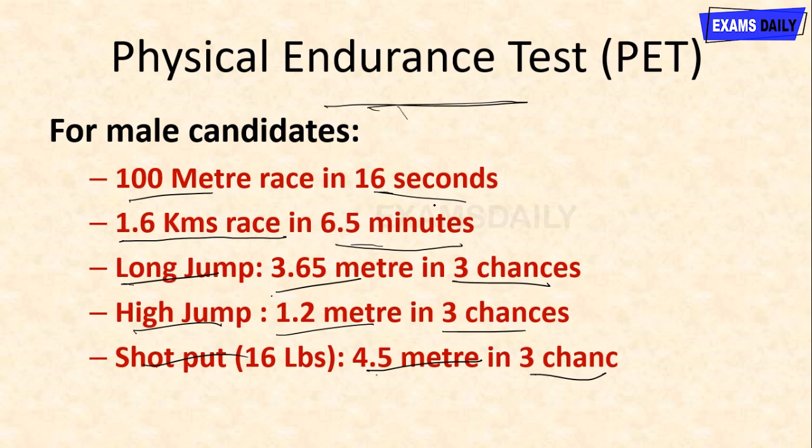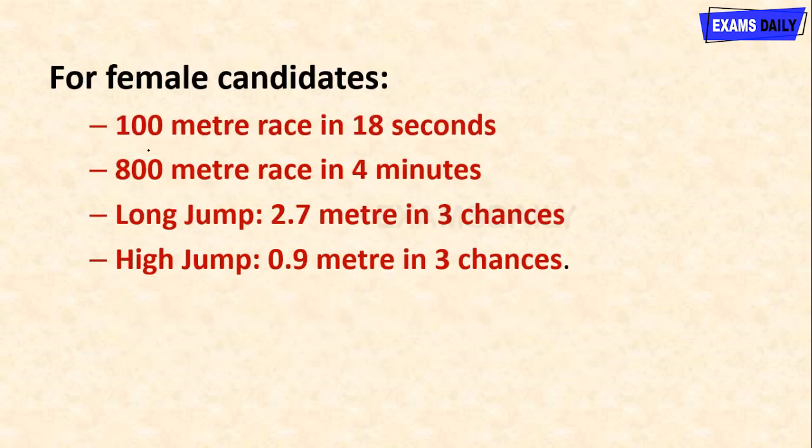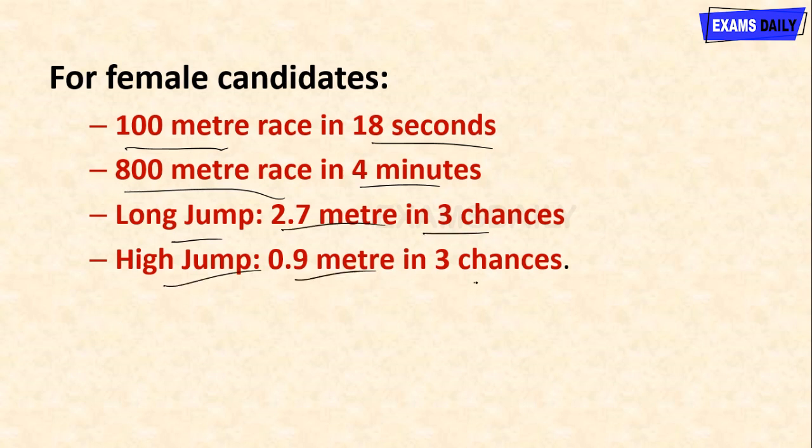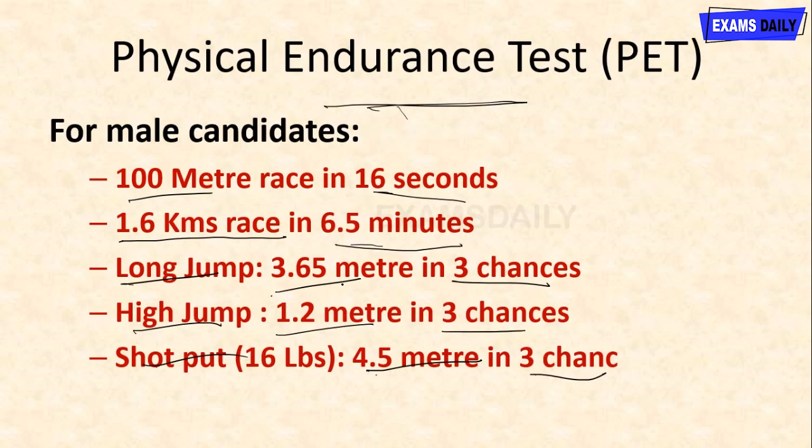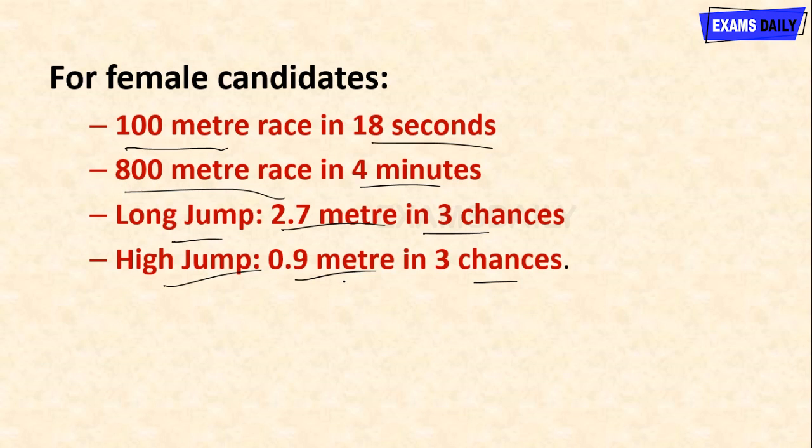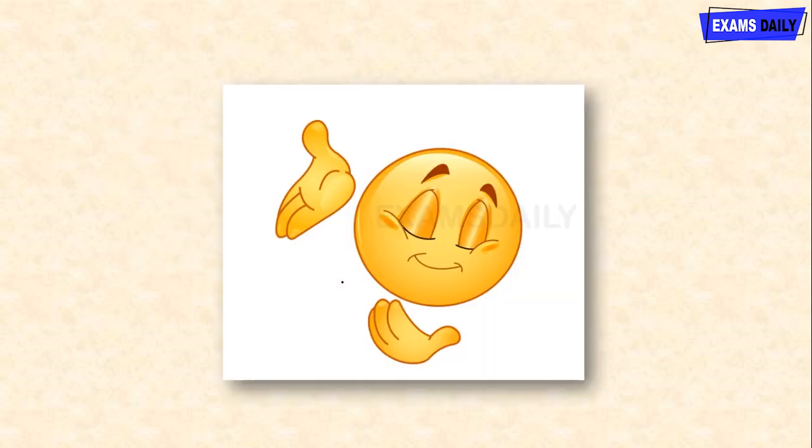They also give 3 chances. And for female candidates, 100-meter race in 18 seconds and 800-meter race in 4 minutes, and then long jump 2.7 meters in 3 chances, and high jump 0.9 meter in 3 chances. And for female candidates, there is no shot put. And these are the exam pattern and syllabus for the CPO examination.